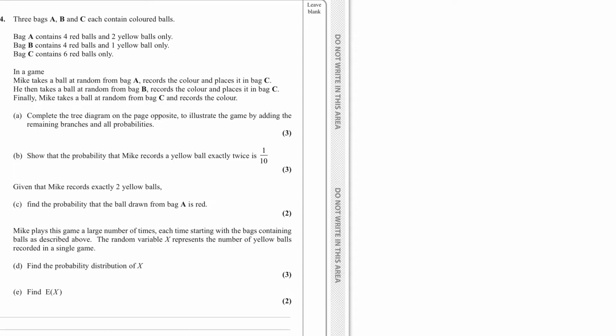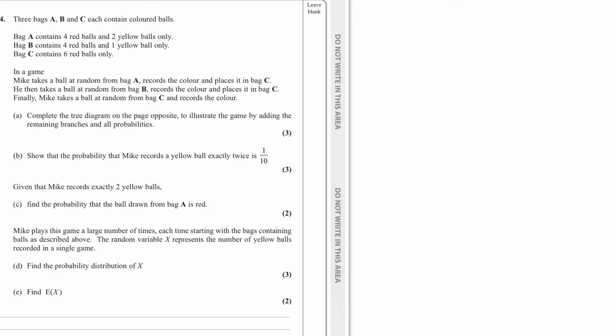Okay, so we've got bag A, B and C. Mike takes a random ball from A, records it, places it in C. He then takes the ball from B, records it, places it in C. And then finally takes a ball from C. So first, now we need to complete the tree diagram.